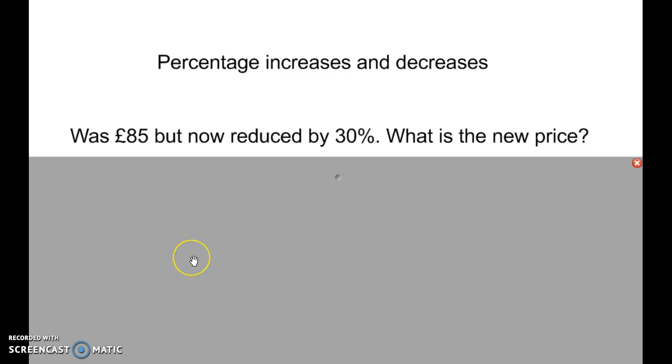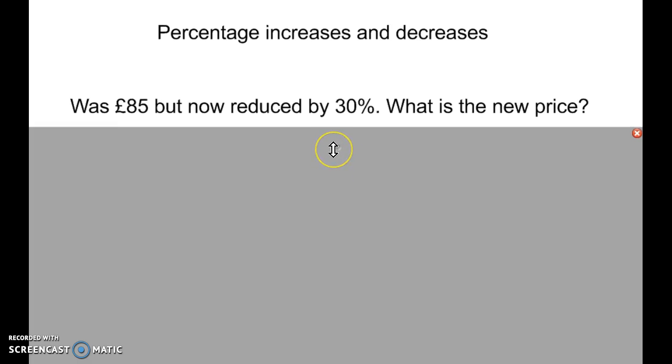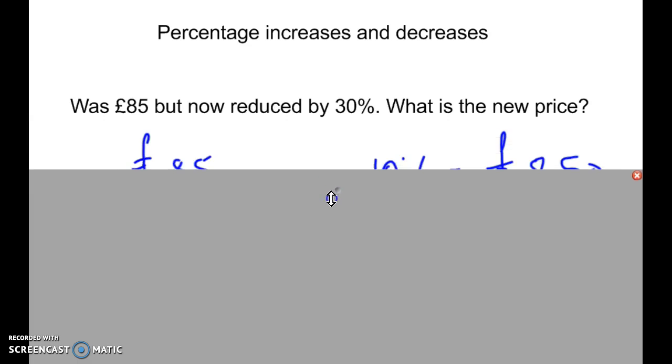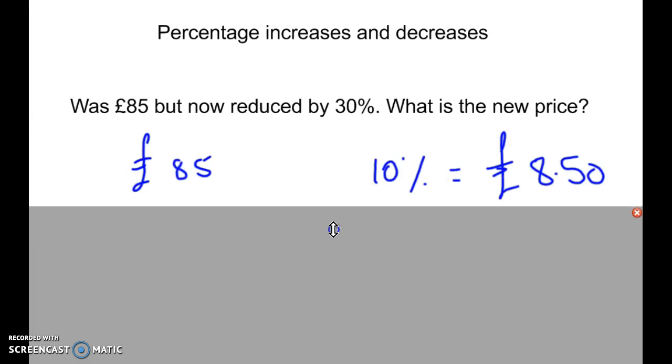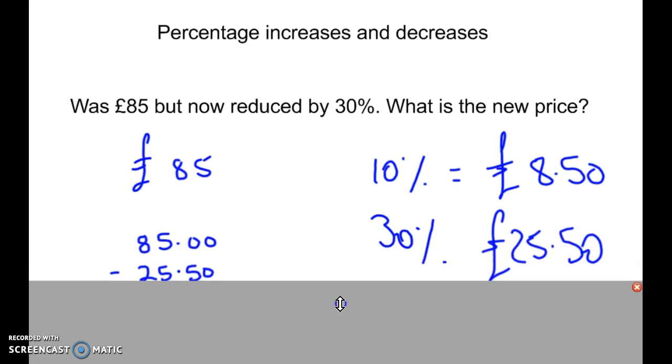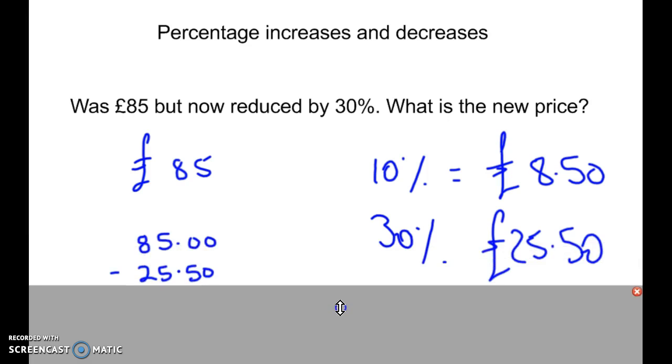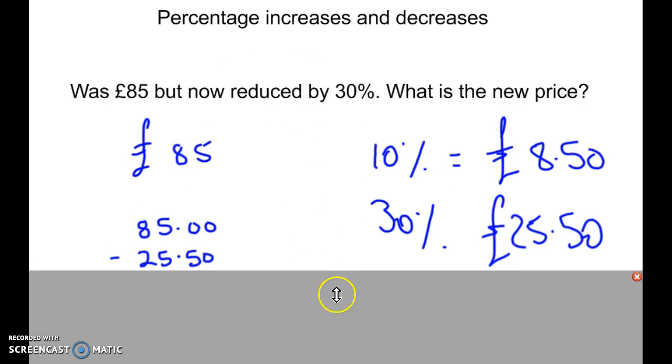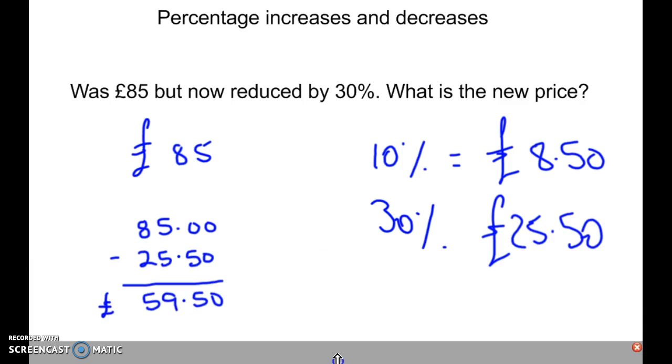Once we can find percentages of an amount, we can use that to work out percentage increase and decrease. So let me walk you through this example. Was £85 reduced by 30%? Well, 10% of 85 is £8.50. So 30% will be 3 lots of that. So £8.50 times 3 is £25.50. And because this is a reduction, it means take that away from your original price. It's going to leave you with £59.50. Hopefully that makes sense.